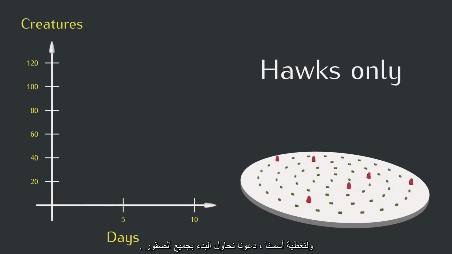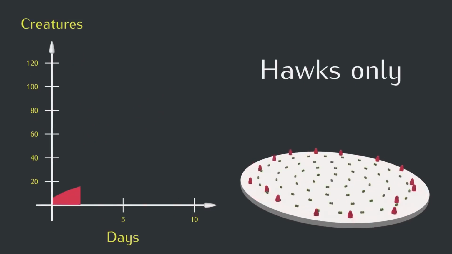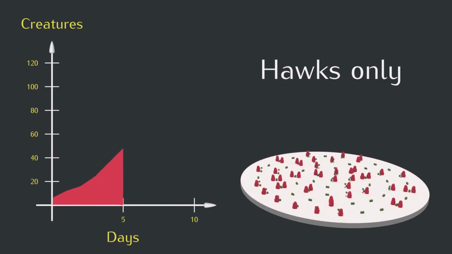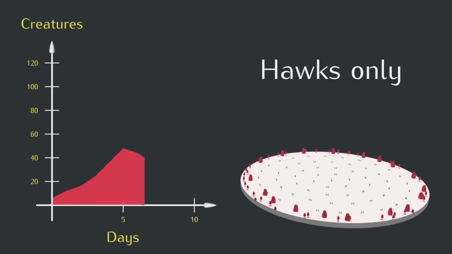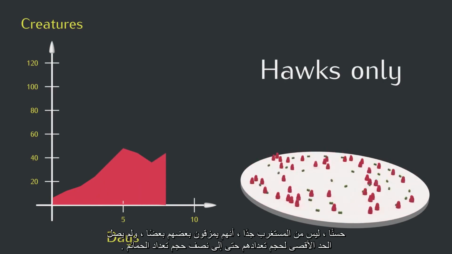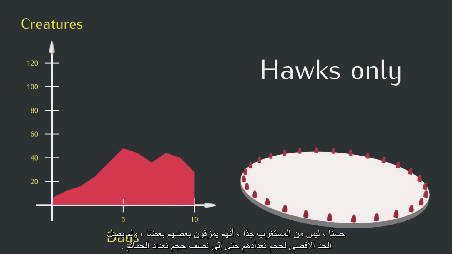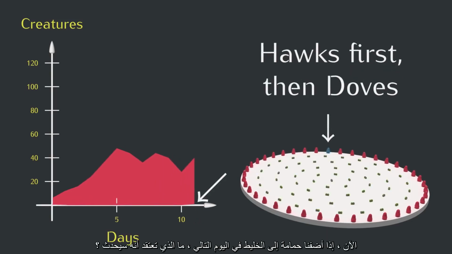And to cover our bases, let's try starting with all hawks. Okay, not too surprisingly, they're tearing each other apart, and their max population size didn't even reach half of the population size of the doves. Now, if we add a dove to the mix in the next day, what do you think will happen?